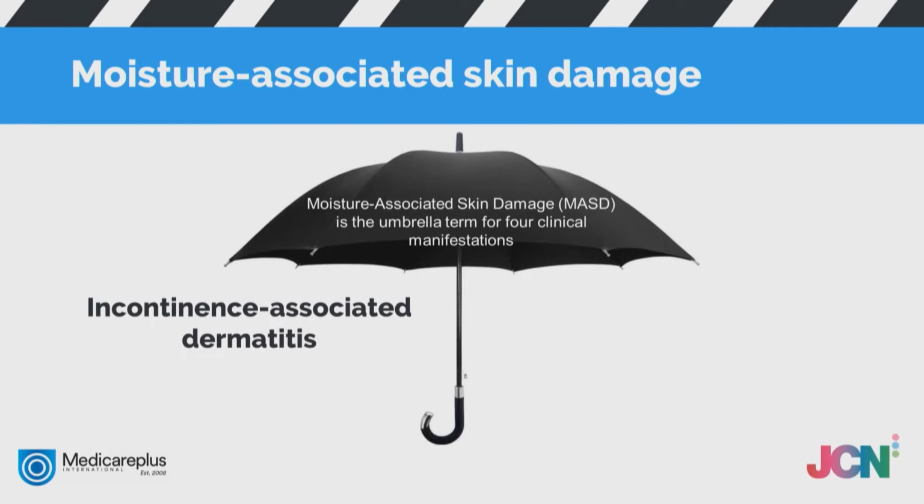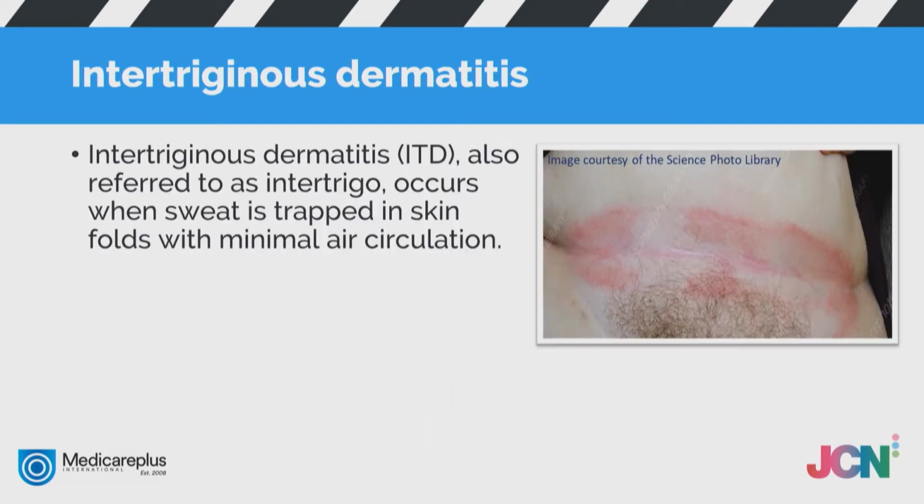Okay, so let's move on under this umbrella of clinical manifestations. So we've looked at incontinence-associated dermatitis. So let's move on to intertriginous dermatitis. So what does that mean? Intertriginous dermatitis, also known as ITD, or maybe more commonly referred to as intertrigo. So this occurs when sweat is trapped in skin folds with minimal air circulation.